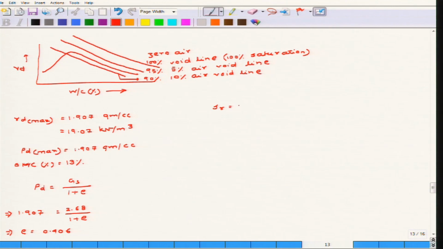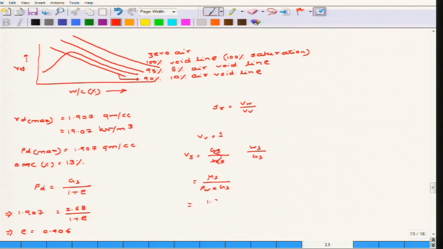Similarly, if you go for the degree of saturation, that is volume of water divided by volume of voids. Now, how to find out the volume of voids? Just like the previous class, we have told that you can assume the total volume to be 1 and then proceed. So, if you assume the total volume to be 1, how do you find out the volume of solids? Volume of solids is nothing but Ws by Gs, and Ws is again equivalent to Ms, rho w into Gs.